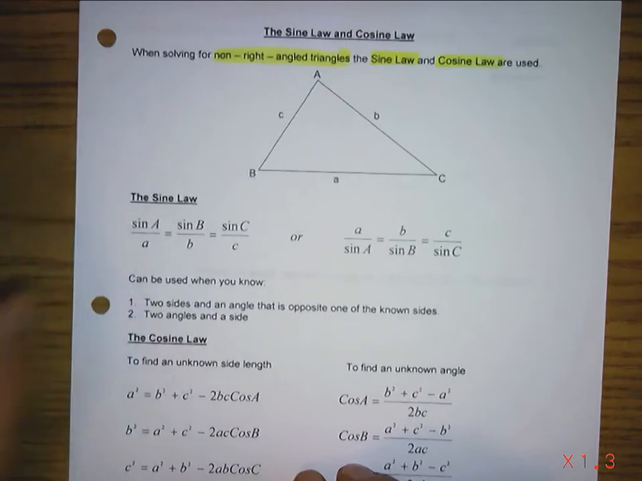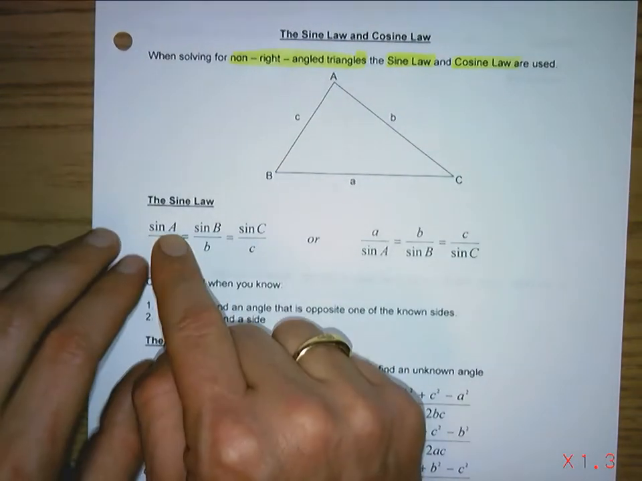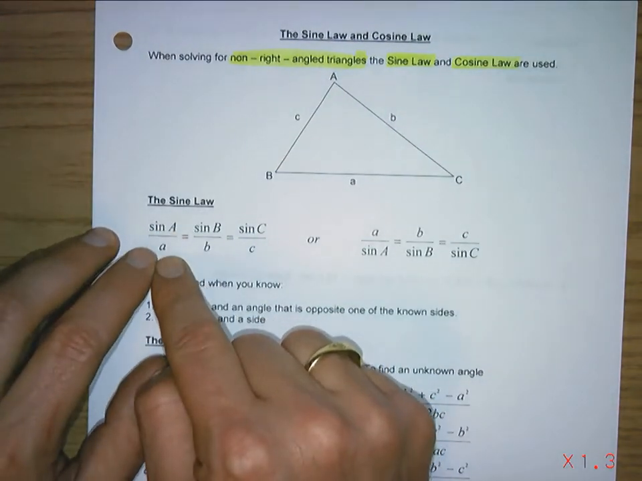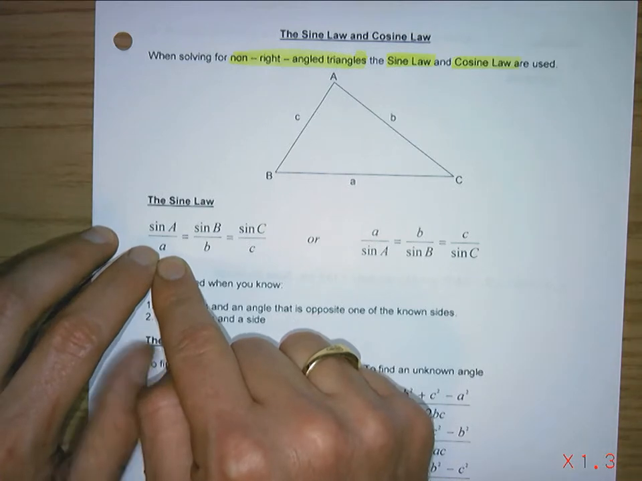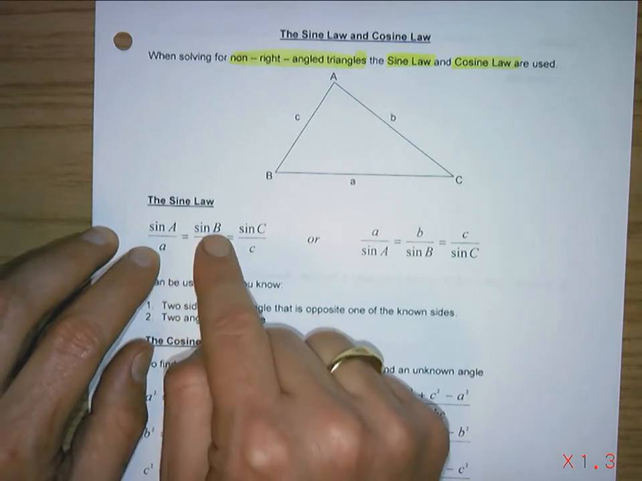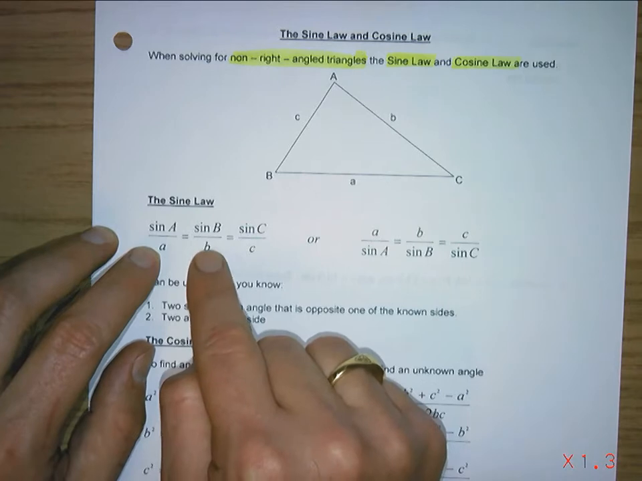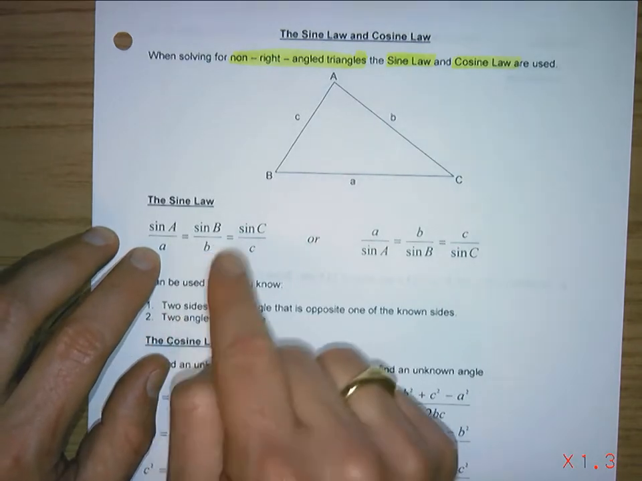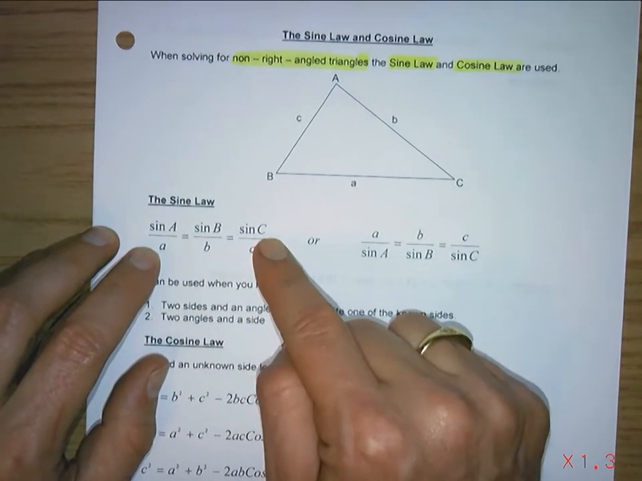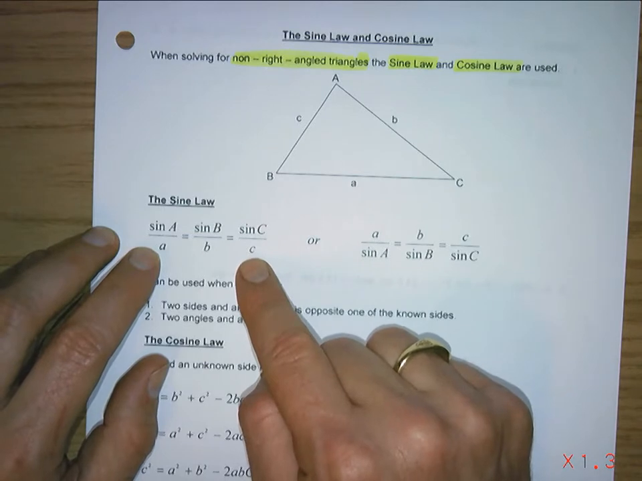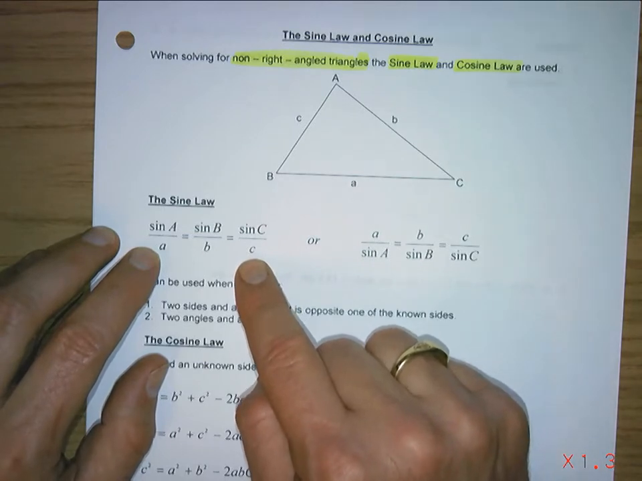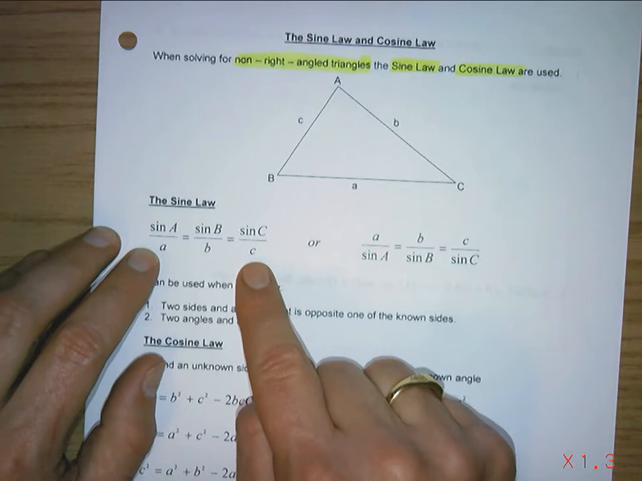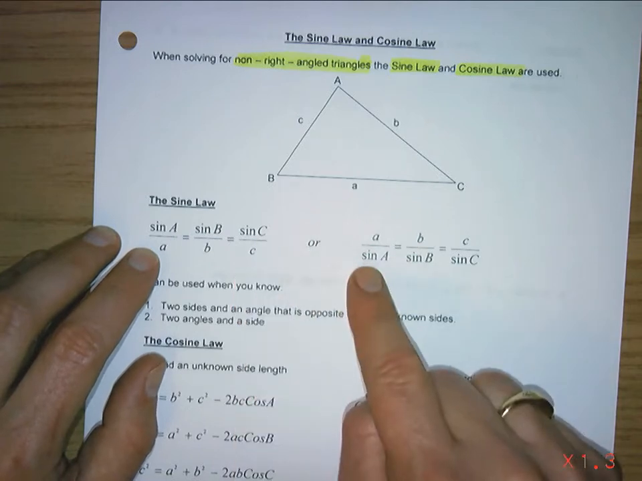Now the sine law says that if I take the sine of any angle, divide it by the side opposite it, that'll equal the sine of any other angle in the triangle, divided by the side opposite it, which will be equal to the sine of the third angle, divided by the side opposite it. Now, since we know that all of these are equal, it's also true that the reciprocals will be equal.